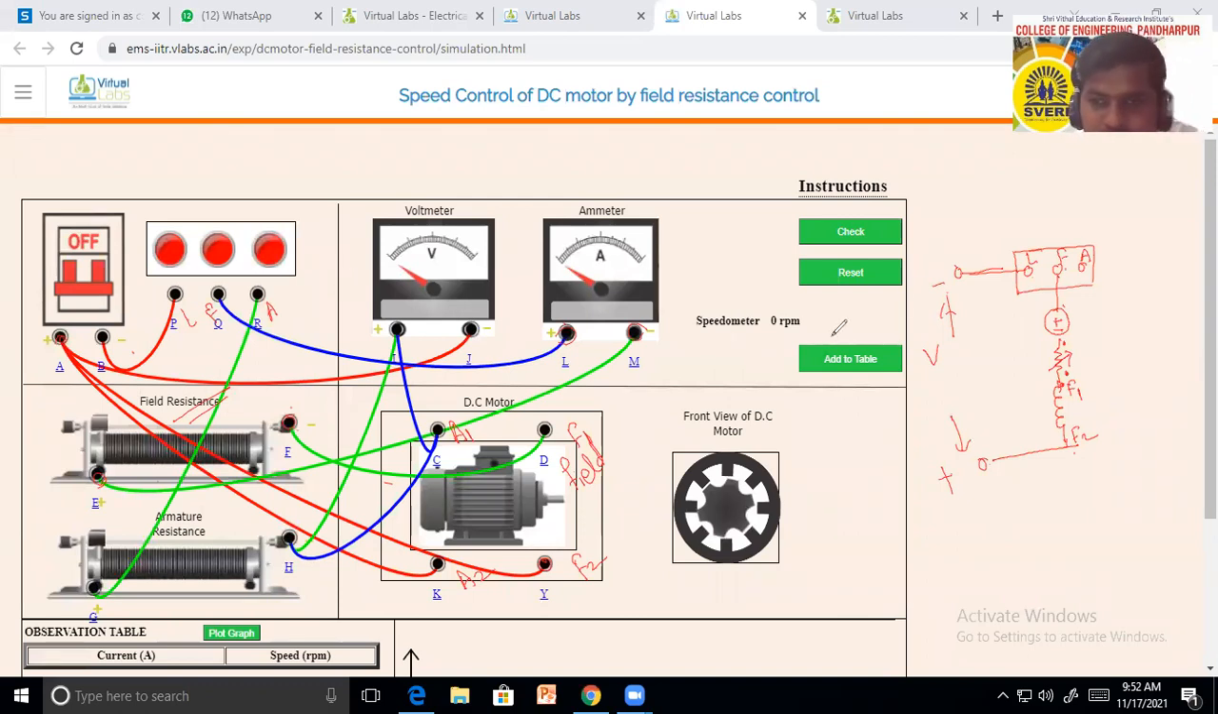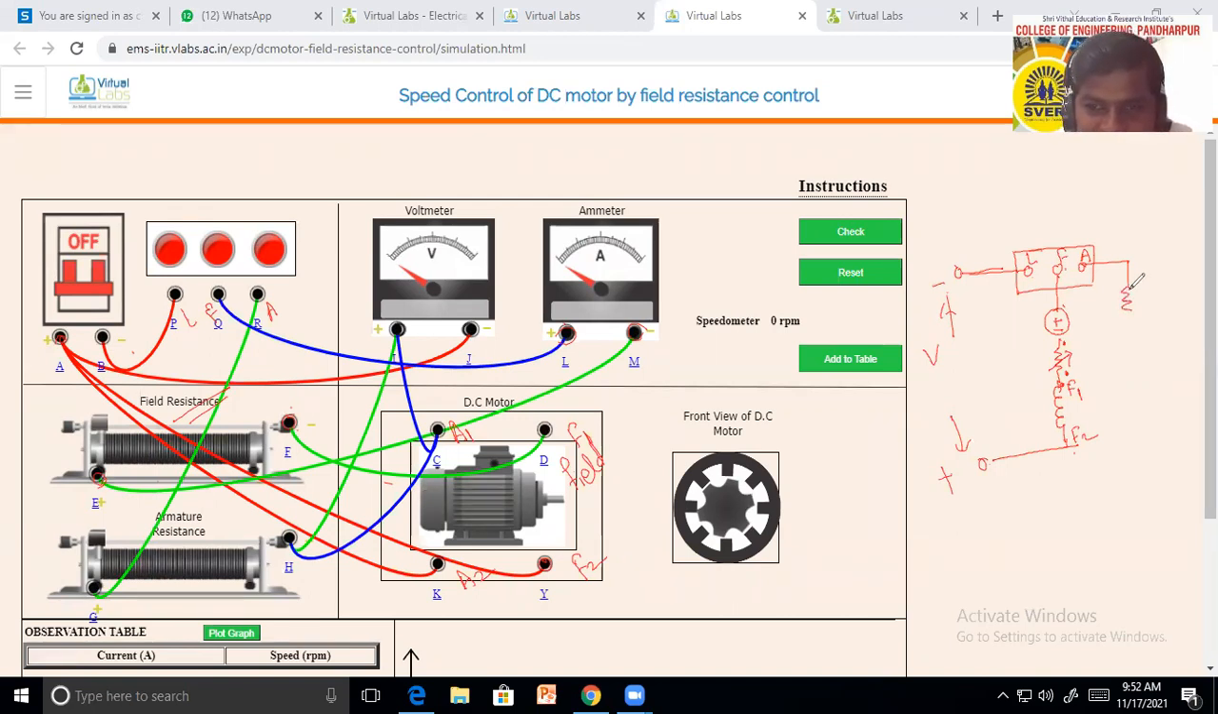Yes, sir. Okay. Now armature connection. So this A terminal is connected again across the armature. One rheostat can be connected here, but this rheostat is kept constant. Don't vary that rheostat, that is the armature rheostat.